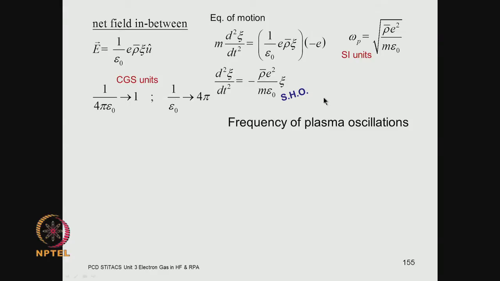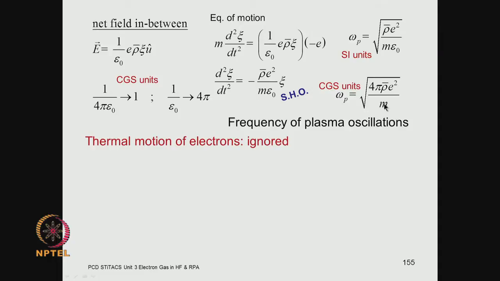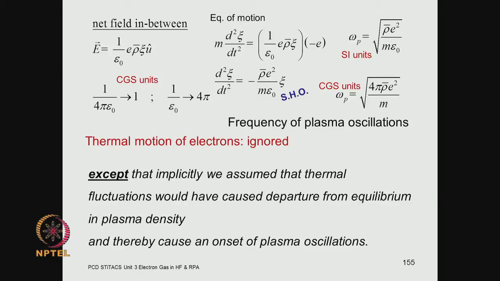You will find this relation written more commonly in terms of the natural frequency omega p. So, instead of rho e squared by m epsilon 0, you get 4 pi rho bar e squared by m. Now, we are going to ignore thermal motions at this point, except that we assume that some thermal motion would have caused the initial displacement, because you need some origin. It is not that you have applied an external field to displace the electron gas. This is something which happens internally, but other than that we are going to ignore any thermal motion. So, that is our model.